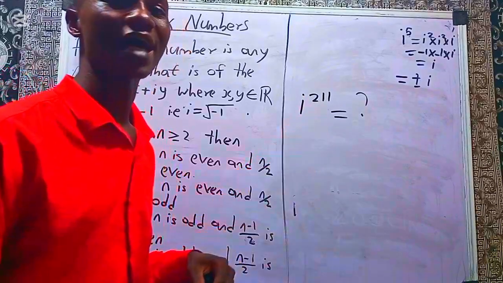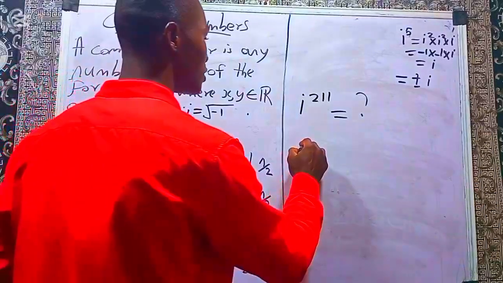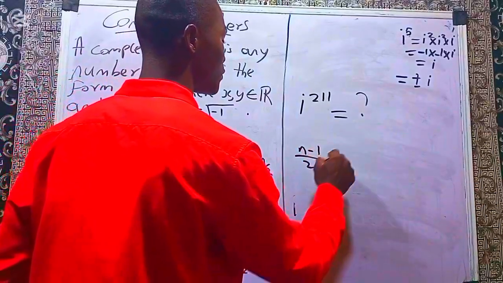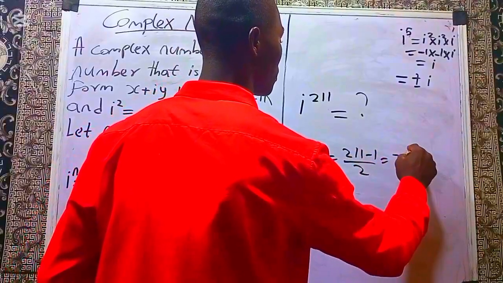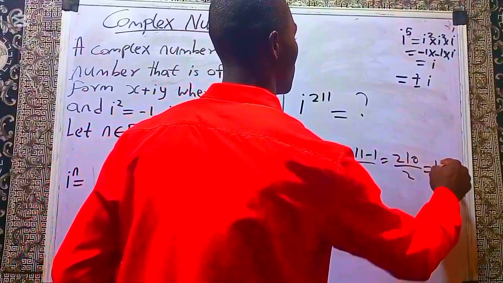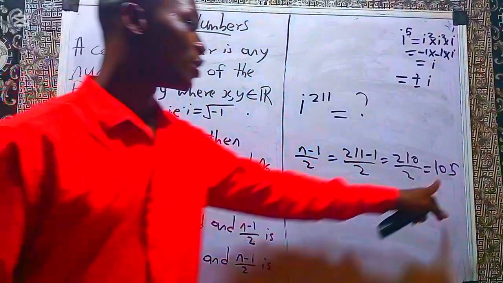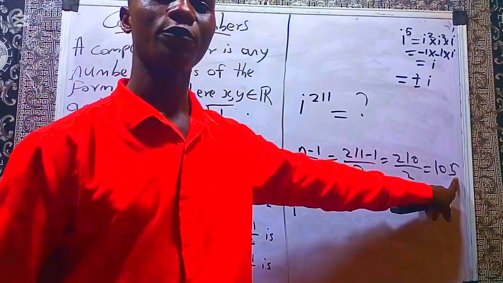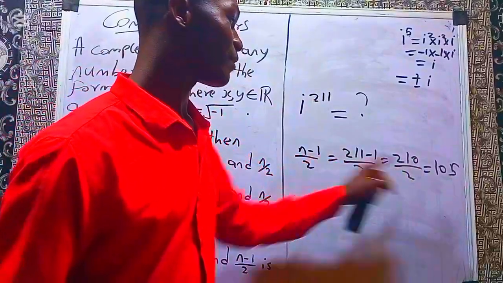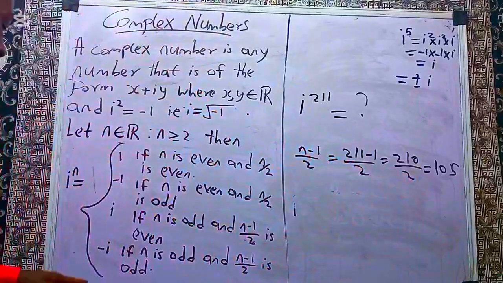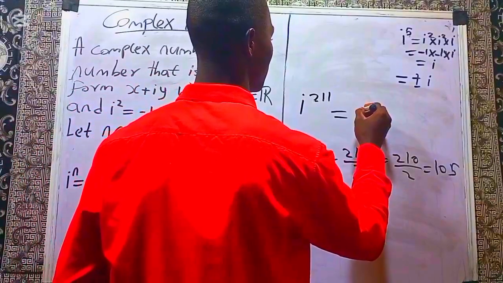This 211 is an odd number since it ends with 1, which is an odd number. Quickly do n minus 1 divided by 2. That is 211 minus 1 divided by 2, which is 210 divided by 2, which is 105. So we got 105, which ends with 5, an odd number. Our n is odd, n minus 1 divided by 2 is odd. So this will be equal to minus i.